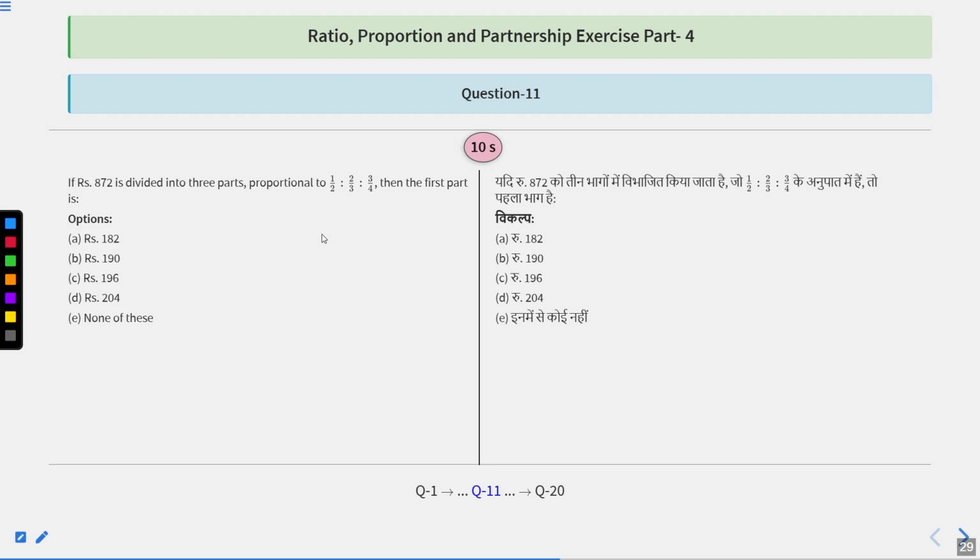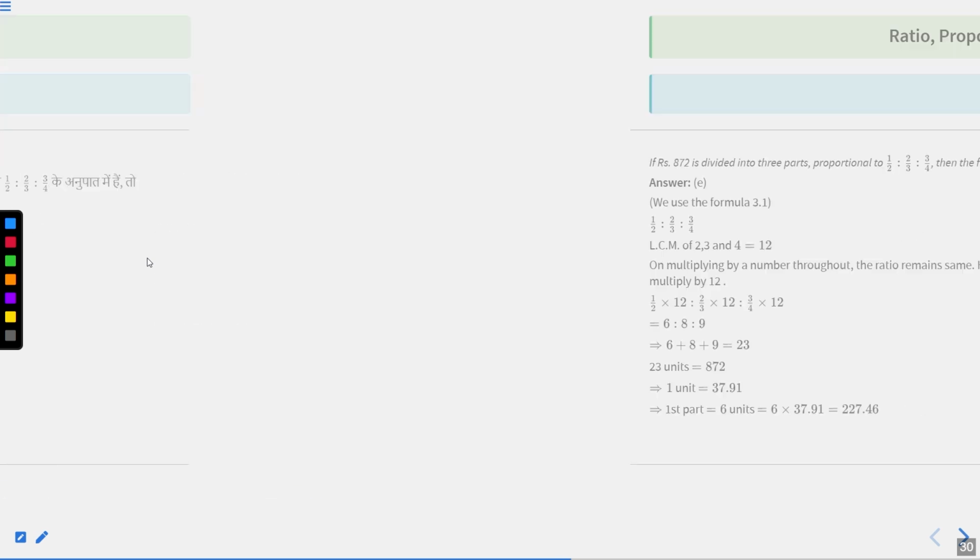Next one. If rupees 872 is divided into three parts proportional to 1/2 ratio 2/3 ratio 3/4, then the first part is, you have 5 options and 10 seconds to analyze the question. Your time starts now. Time's up. Let's see the solution.